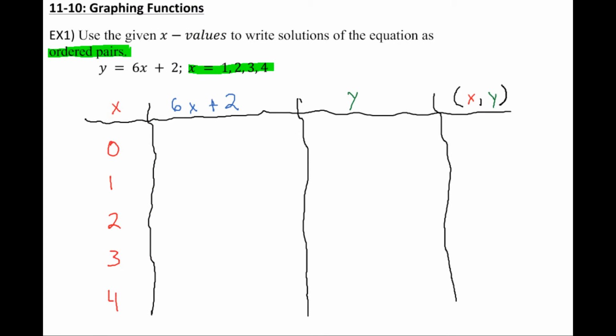The next thing I'm going to do is switch to my blue pen and rewrite this below as 6 times, not x, but what's our value for x in this first ordered pair? Well, that value is 0. So 6 times 0 in this case, plus 2. Well, 6 times 0 is equivalent to 0, and if I add 2 to 0, I'll get the value 2. So my first ordered pair is 0, 2, and let's go ahead and write that in.